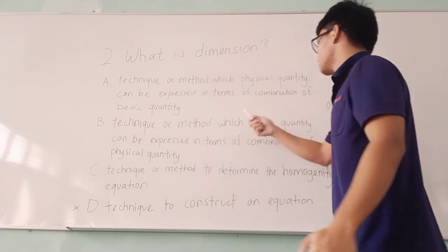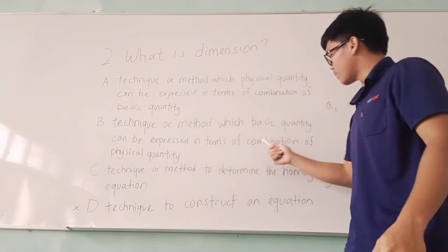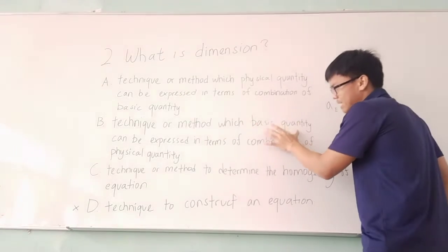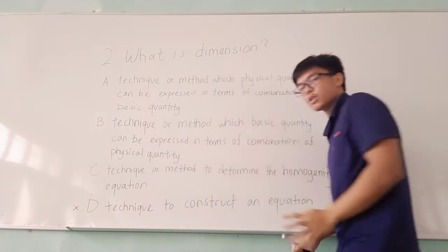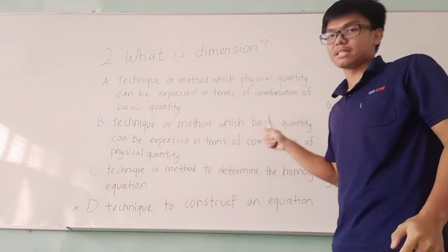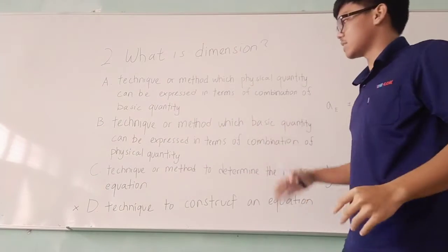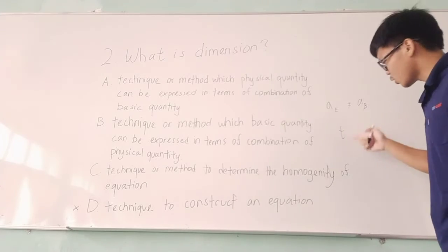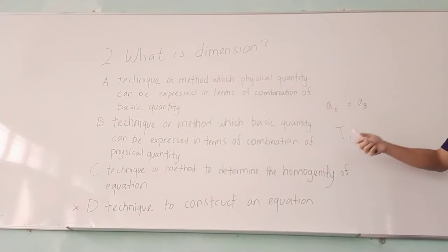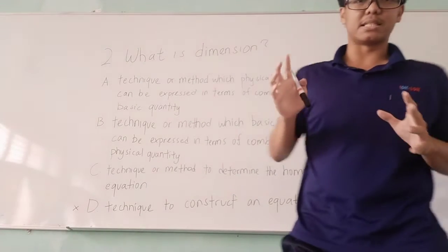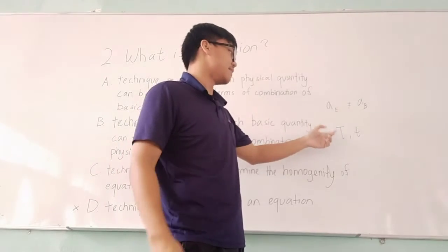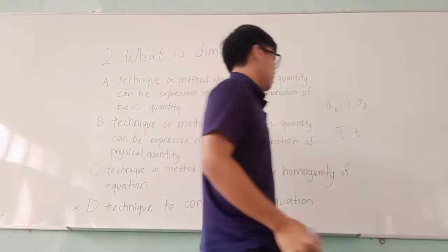B, a technique or method which basic quantity can be expressed in terms of combination of physical quantity. Before you say this is right, look carefully. It says basic quantity can be expressed, which means you are breaking down the basic quantity into physical quantity. We already know it's wrong because a basic quantity means you no longer can break it down. Basic quantity means the most simplest, like for example temperature or time, whatever. You cannot find it using anything physical, because you can only obtain this kind of quantity by measuring. So we all know the B is wrong.